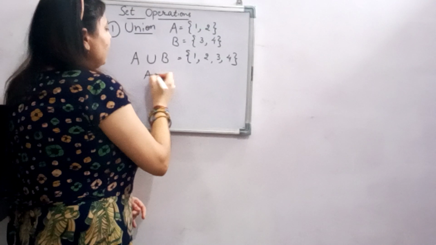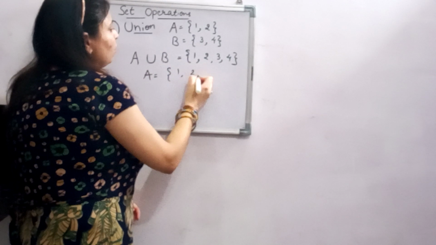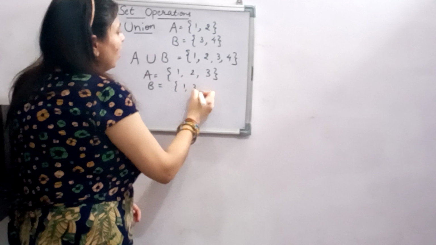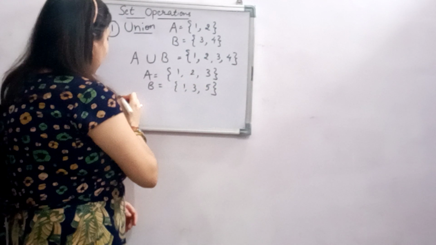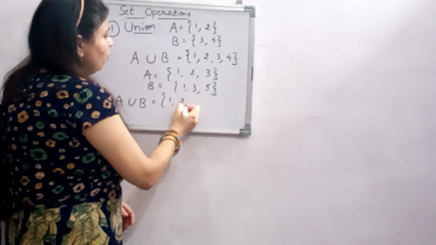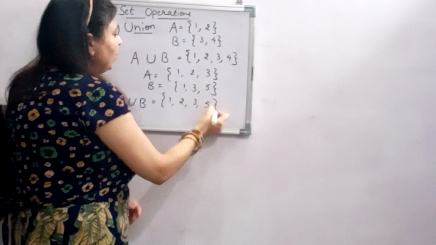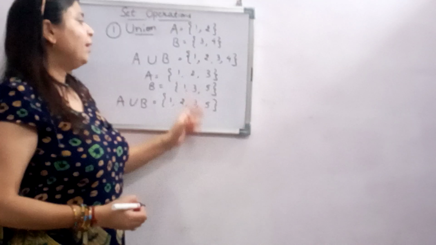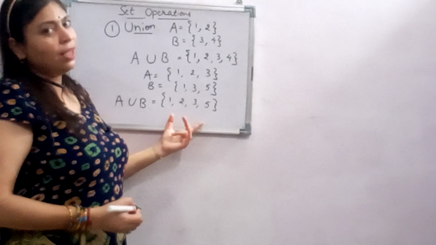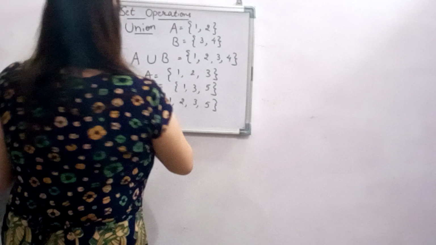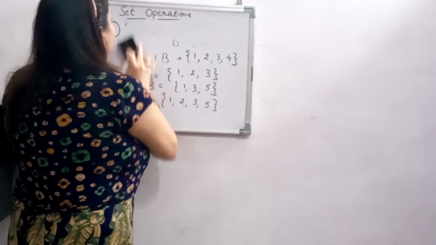If A has the elements 1, 2 and 3 and B has 1, 3 and 5, then A union B will contain 1, 2, 3 and 5. That means it contains the elements of both the sets but does not repeat the elements. This is called the union of A and B. Now we'll come to the next operation of sets, which is the intersection operation.